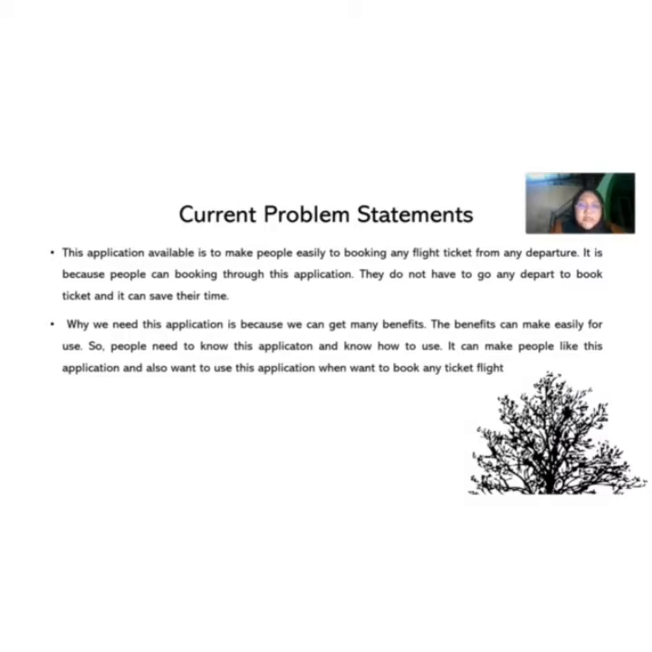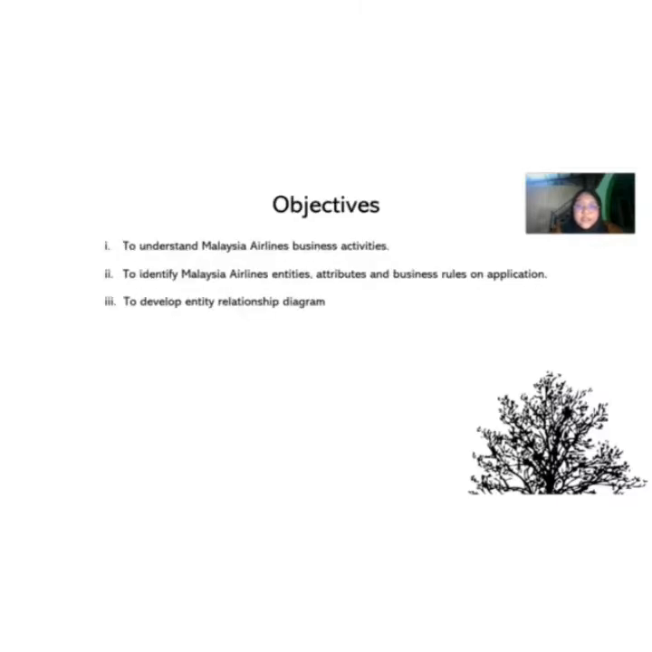This can make people like this application and also want to use this application when they want to book any flight tickets. So the objectives of our group project are to understand Malaysia Airline business activities, to identify Malaysia Airline entities, attributes, and business rules on the application, and the last one is to develop an entity relationship diagram of Malaysia Airline.